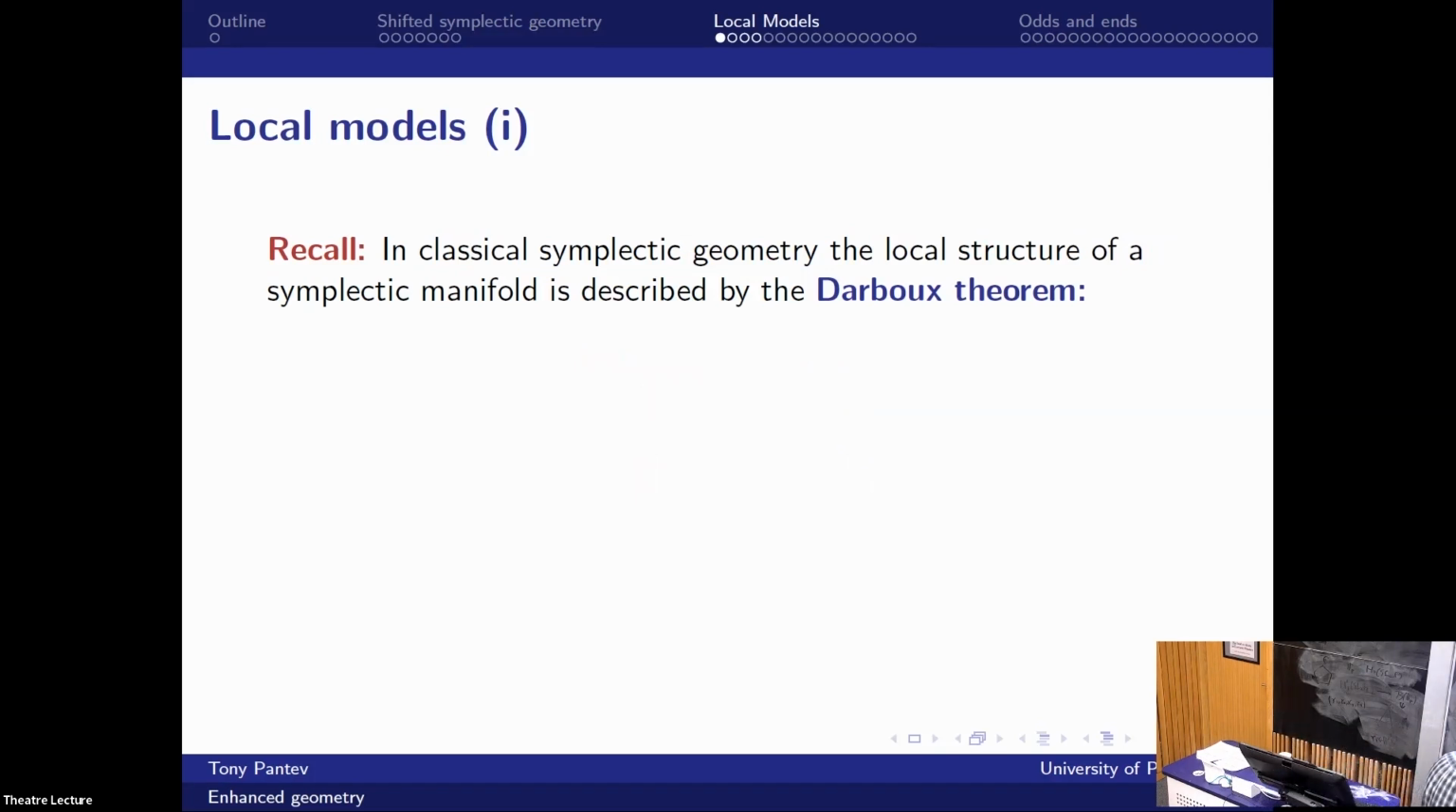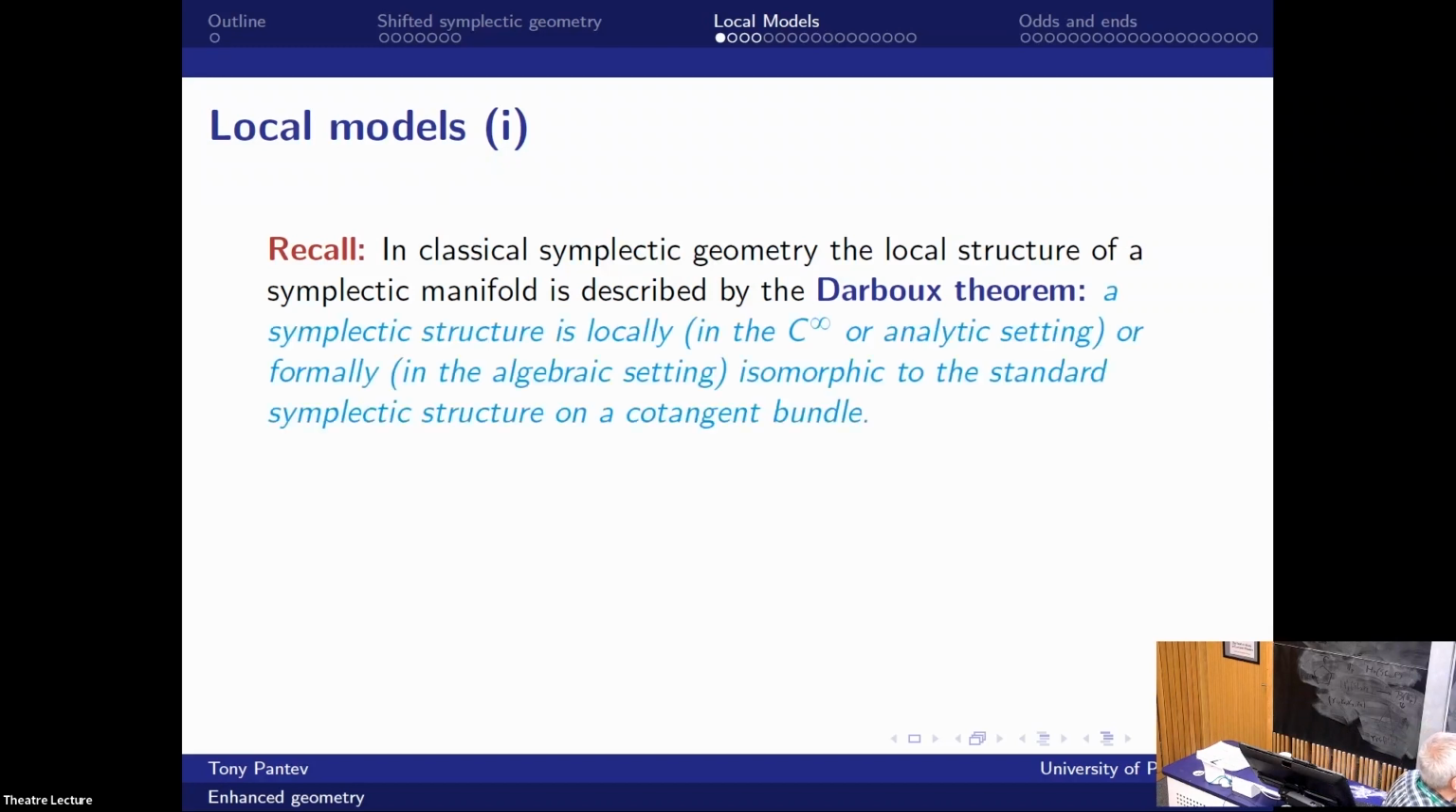And so this is what I want to discuss. The question of when this can happen is a question about the Darboux-type theorem in this type of derived symplectic geometry. So in classical symplectic geometry, we know what the local structure of any symplectic manifold is near a Lagrangian.